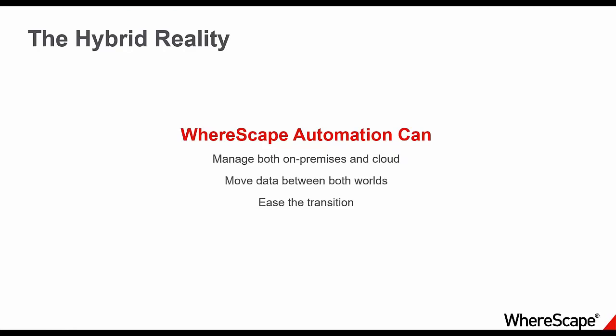What can we do? WhereScape automation lets you manage both on-premise and the cloud. So sometimes people have a hybrid world. Maybe there's certain data that we cannot put in the cloud for political or policy reasons. Maybe we're not going to put health data or HR data in the cloud. That has to stay on-premise.